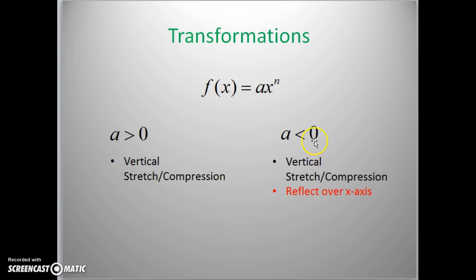Now, if a happens to be negative, we are still going to get the vertical stretch or compression depending on if the absolute value of a is greater than 1 or less than 1. But because of the fact that it's negative, we're actually also going to get a reflection over the x-axis. So there are two transformations that happen when a is a negative value.